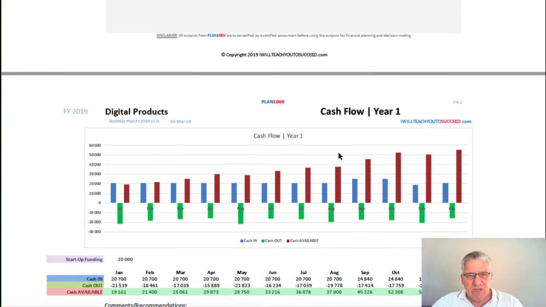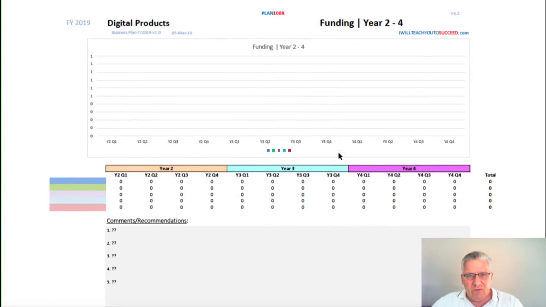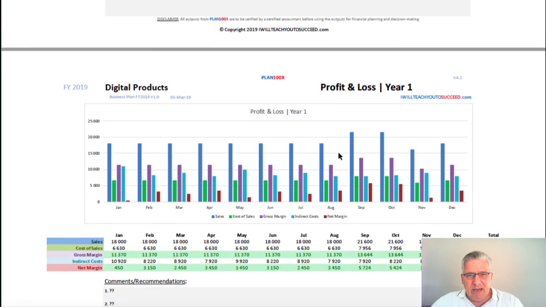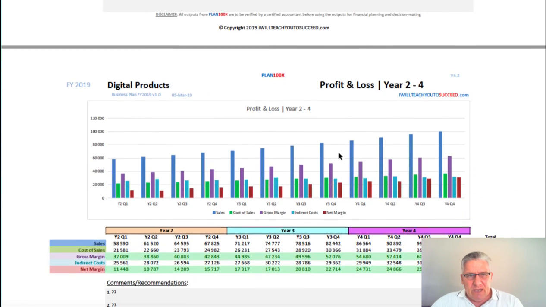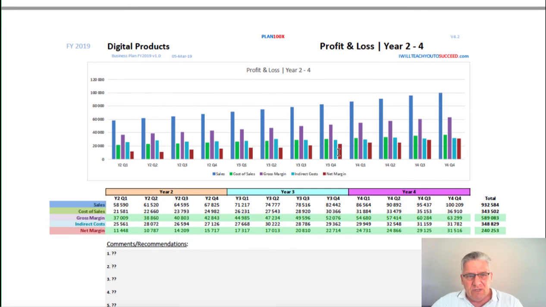So that was sales revenue. Then we had cash flow year 1. Then we had funding year 1 and 2, years 2, 3, and 4, which we didn't need. Then our profit and loss for year 1, very nice, both visual and tabular form, where we can see exactly what the expectation is in terms of sales and profits. Profit and loss projected now for years 2, 3, and 4, also very visual, and we can see that everything's above the line, looking really good.